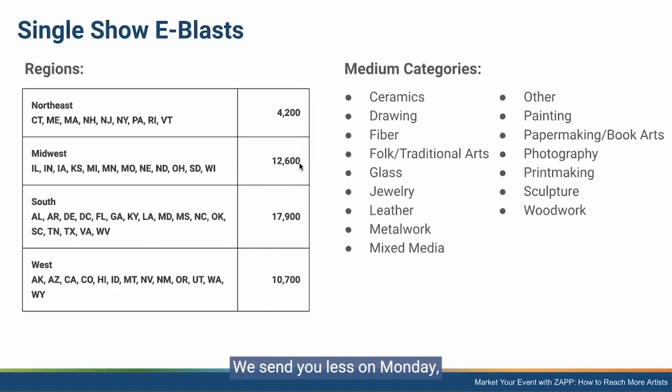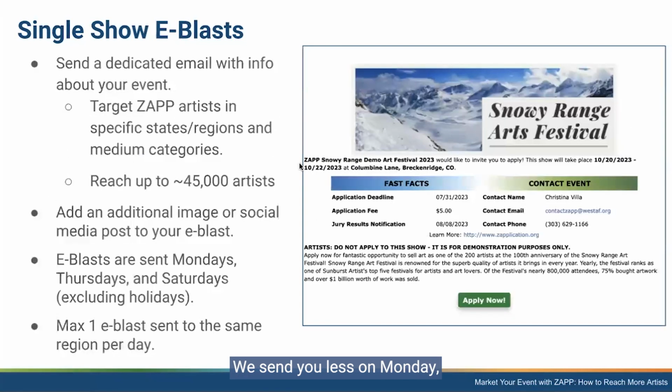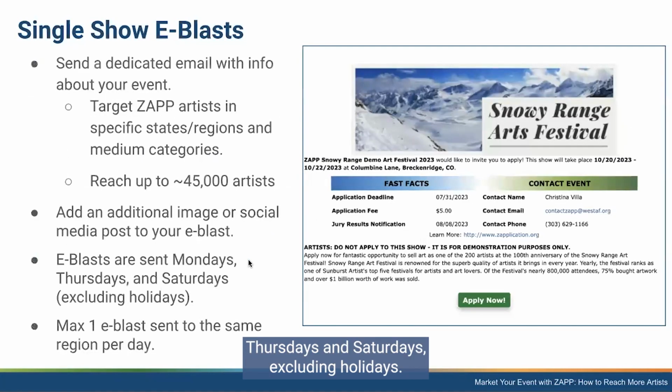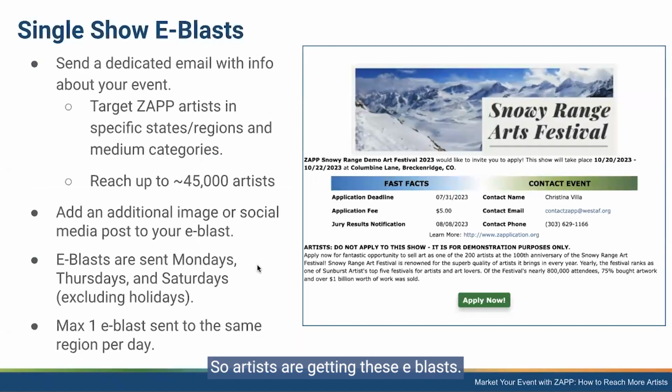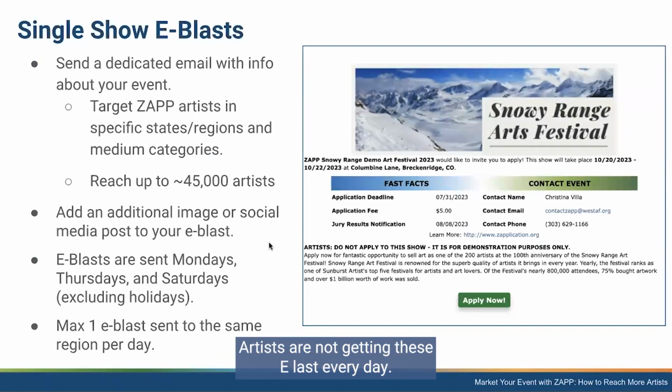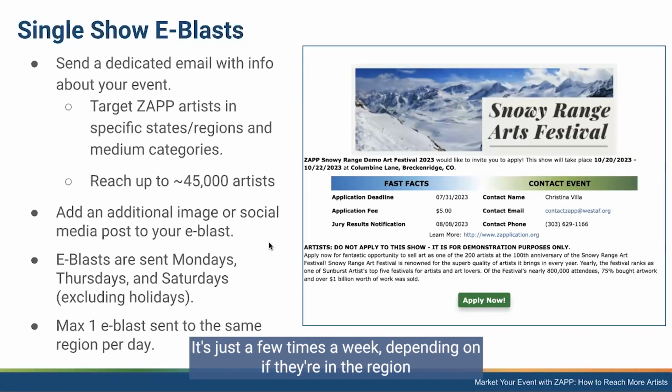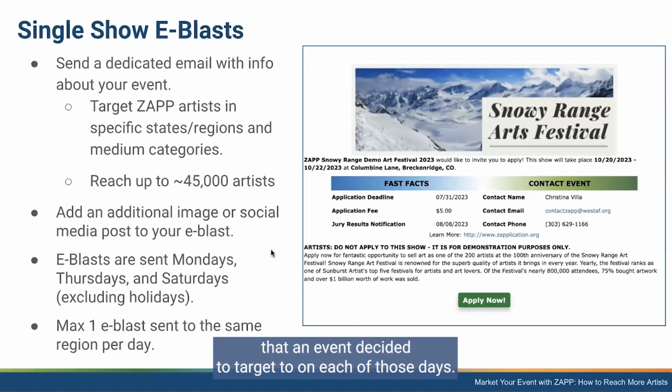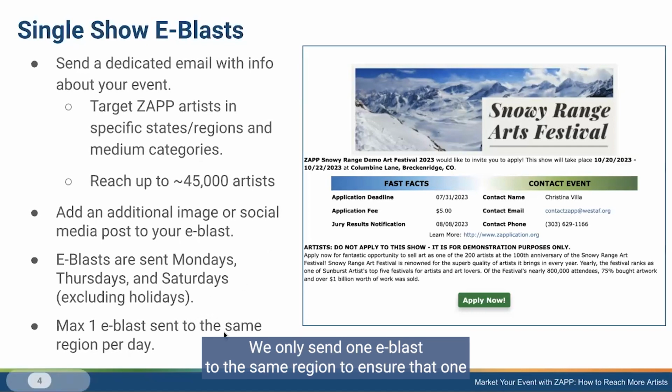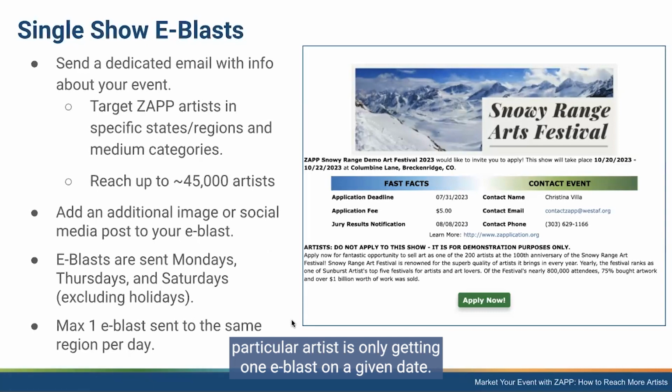For eBlasts, we send eBlasts on Monday, Thursdays, and Saturdays, excluding holidays. So artists are getting these eBlasts, but not every day. It's just a few times a week, depending on if they're in the region that an event decided to target. On each of those days, we only send one eBlast to the same region to ensure that a particular artist is only getting one eBlast on a given date.